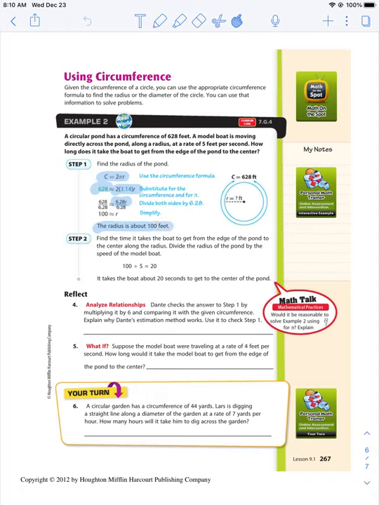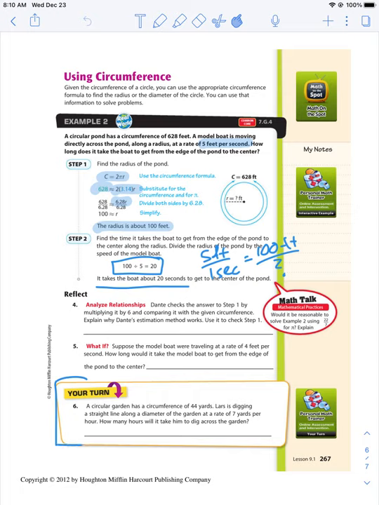All right, so then the second step takes it a little further. Find the time it takes the boat to get from the edge of the pond to the center along the radius. So remember, the boat travels 5 feet per second. It has to travel 100 feet. So he can go 5 feet per 1 second. It's traveling 100 feet. We want to know how many seconds it's going to take him. This is kind of like our proportions from chapter 4. All right, so to solve that, we can do 100 divided by 5, and we get 20. So it takes the boat about 20 seconds to get to the center of the pond.